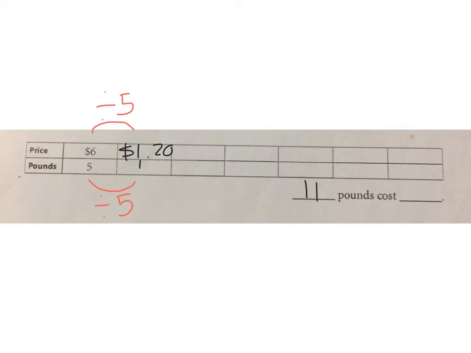So I'm going to turn my 1 into 10, and that would mean I'm multiplying by 10. I'm going to take my $1.20, multiply that by 10. So $1.20 times 10 is going to be $12.